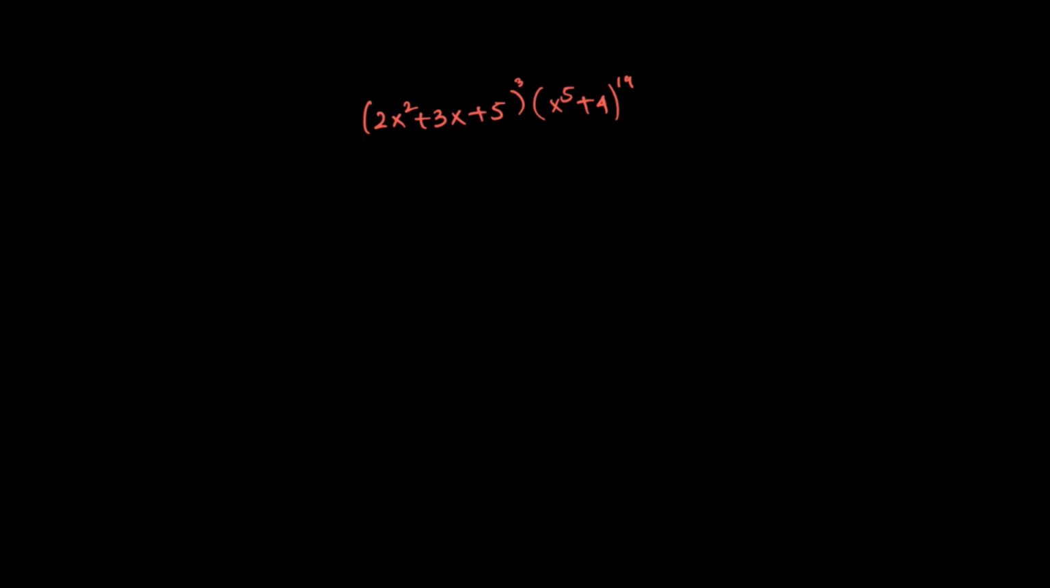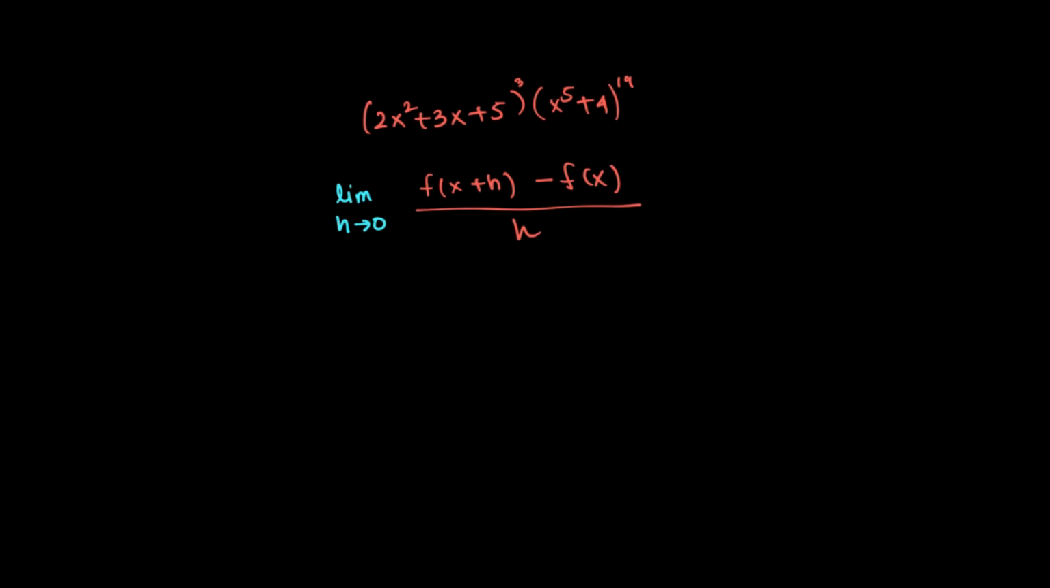Alright, so let's bring the definition of a derivative that we had learned previously. The limit as h tends to 0 for a function f of x, this would be f of x plus h minus f of x, divided by h. So this was the definition of a derivative.